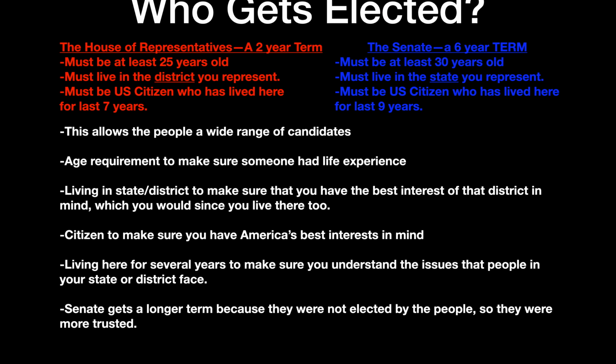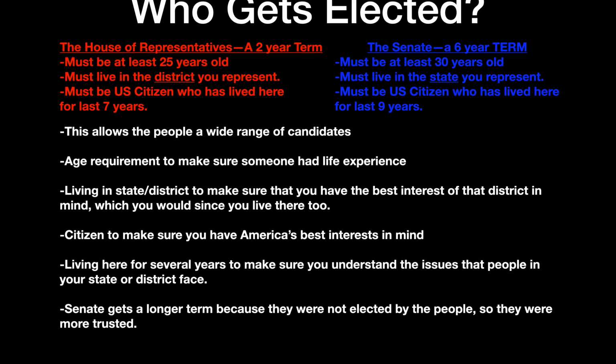So who do we elect? Well, there's some requirements. First of all, the House. You have to be 25 years old. You got to live in the district you represent. If you're not familiar with districts, and I'm guessing most of you are not, I'm going to show you that in just a second. And you must be a United States citizen who has lived here for 7 years.